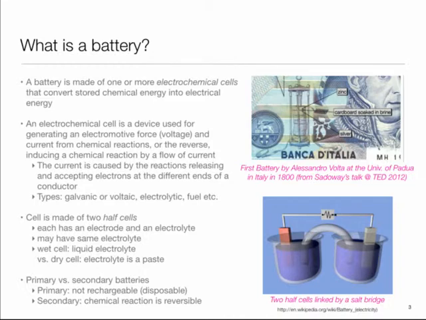So if we jump a little bit beyond just our electronic systems, if we look more broadly, what are the other ways you can think of storing energy? Okay, you said gravity. What did you say?